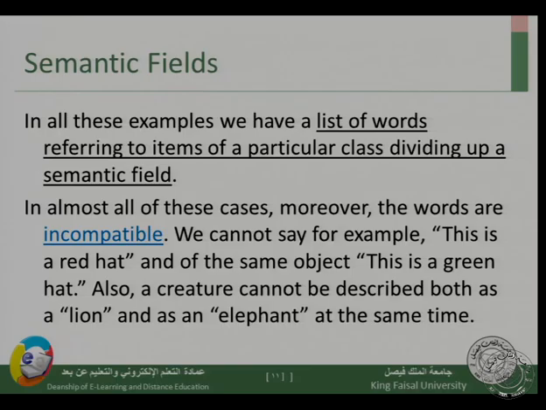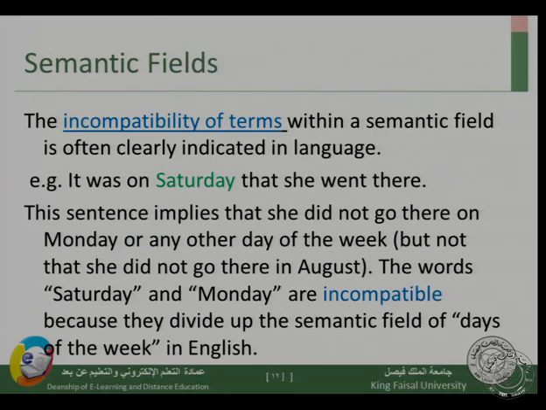Also, one creature cannot be an elephant and a lion. So you can't describe one creature as being an elephant and a lion. So the semantic field of animals in English is divided up into many different animals. Among them are lion and elephant, and these words are incompatible. This incompatibility of terms within a semantic field is often clearly indicated in the language.